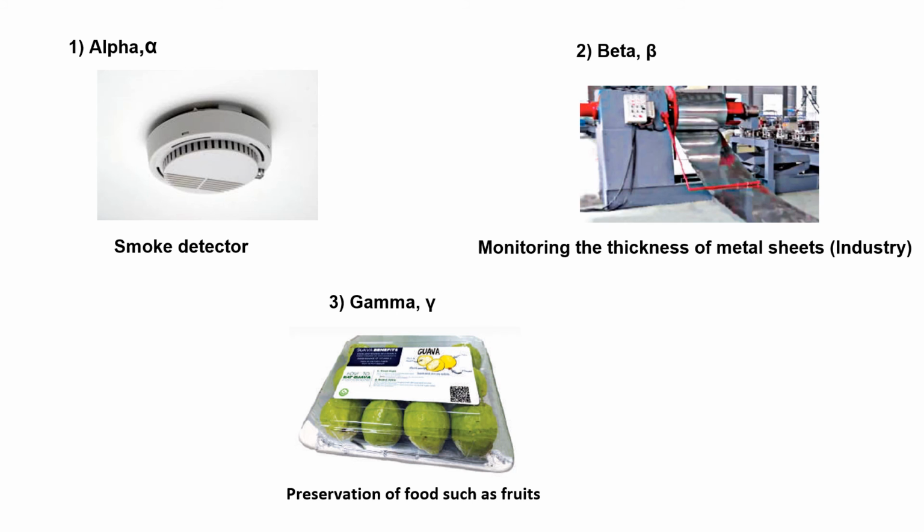Beta is used for monitoring the thickness of metal sheets. If the beta radiation detector detects too much beta radiation, this means that the metal sheet is too thin. Gamma is used for preservation of food such as fruits. Gamma rays are used in the preservation of food such as fruits to kill the bacteria.